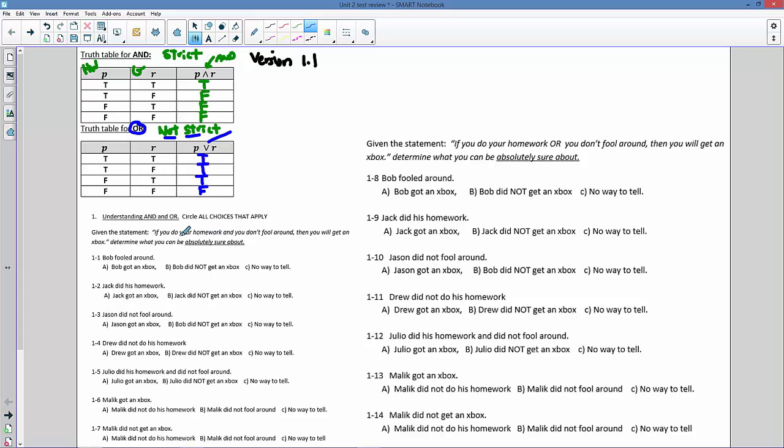Okay, and now we're going to apply them to some actual problems here, right? So given the statement, if you do your homework and you don't fool around, be careful, there's a negative there, right? So if you do your homework and you don't fool around, then you will get an Xbox, okay? So determine, and I changed the wording here a little bit on 1.1 to make it a little clearer, determine what you can be absolutely sure about, okay? So, number 1.1.